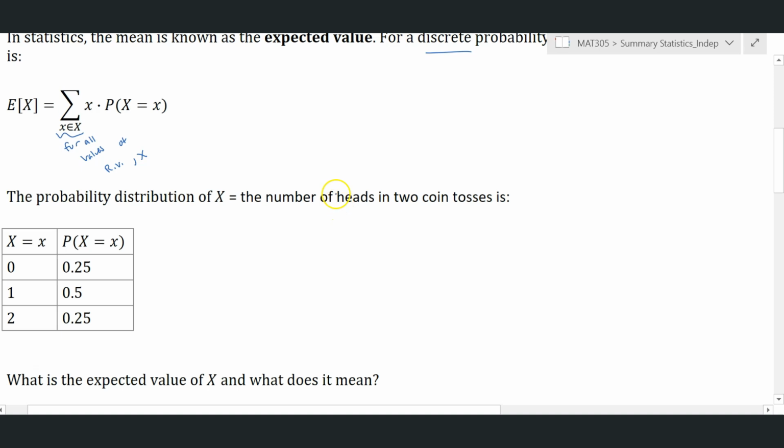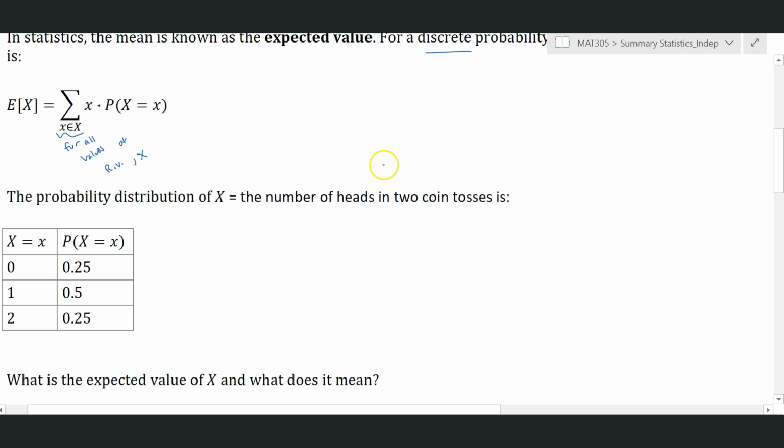And so we had a fair coin. We tossed this coin twice. We could get 0 heads, so both tails. That happens 25% of the time. We could get 1 head. That happens if you get heads, tails, or tails, heads, either of those sequences. And then the only way to get 2 heads is to get heads, heads, and that occurs 1/4 of the time.